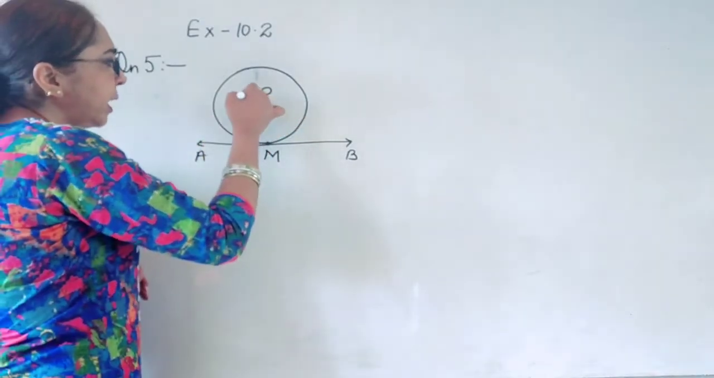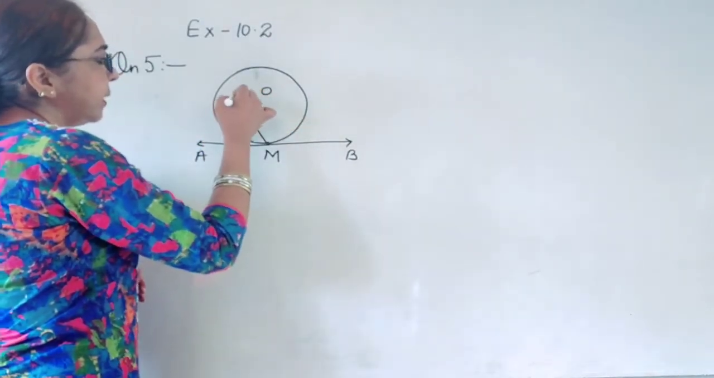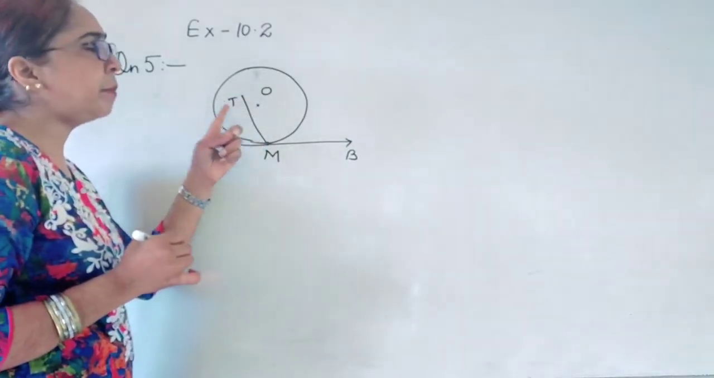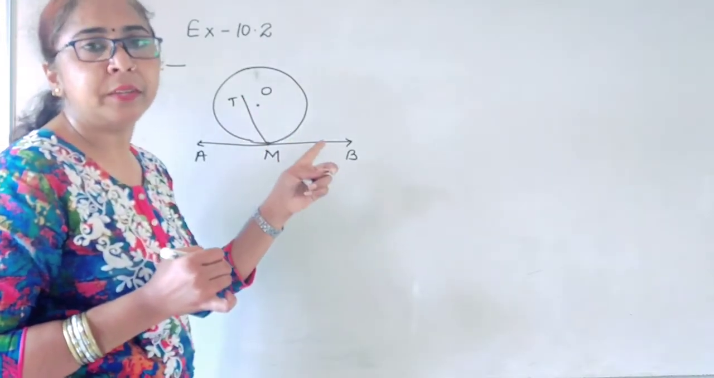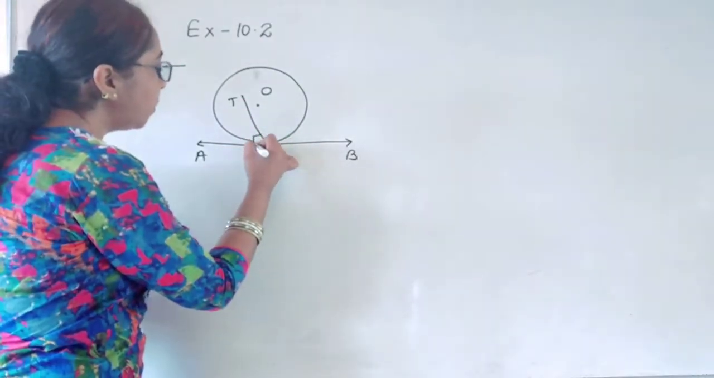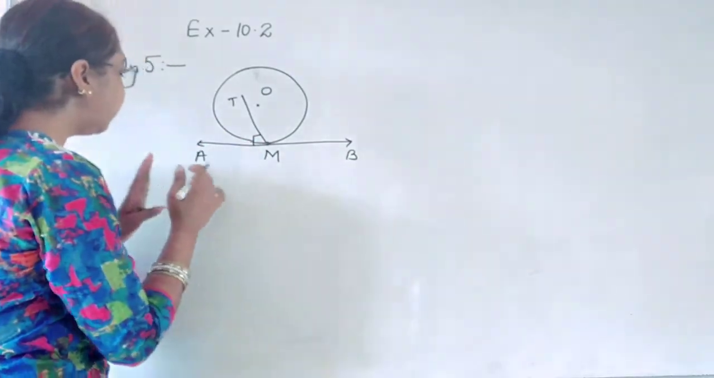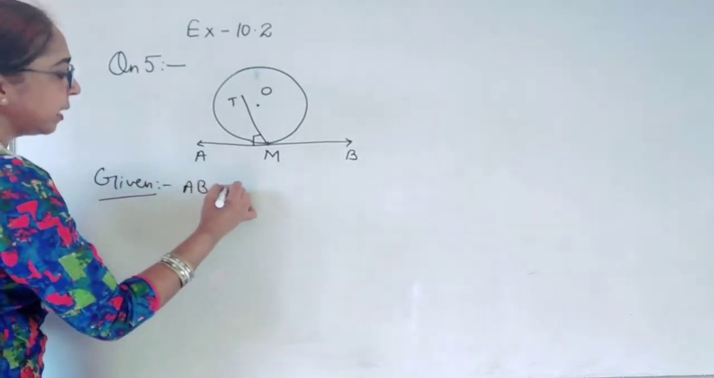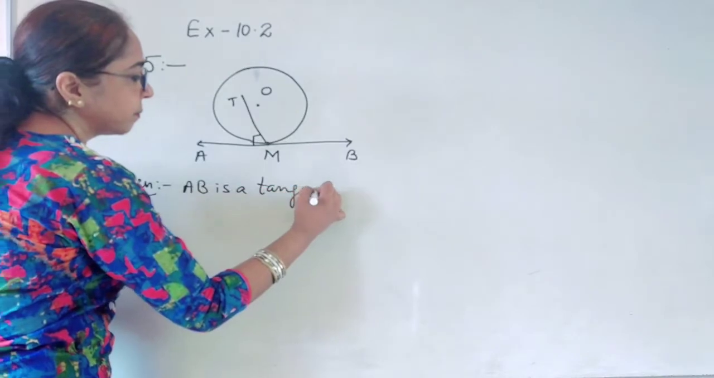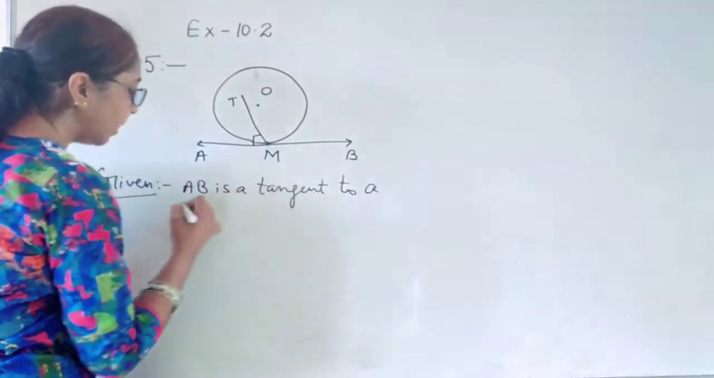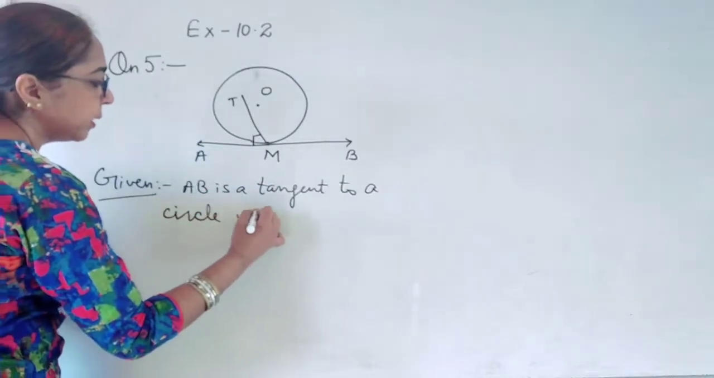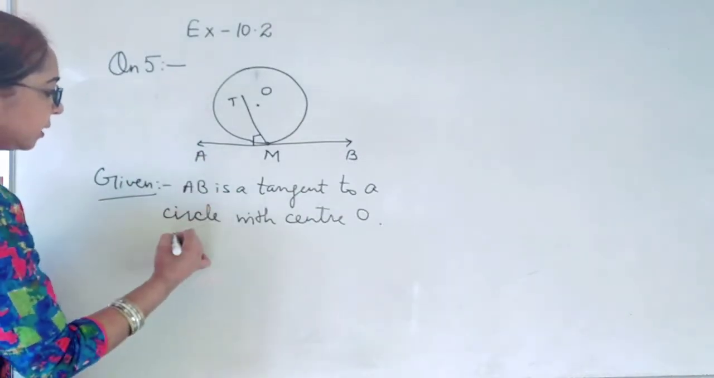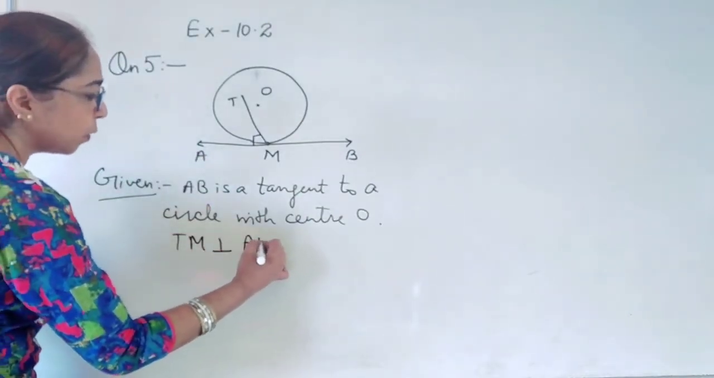So, let us draw a line TM, and we have to show that this TM must pass through the center if it is perpendicular on the tangent. So what we have to write here as given is: AB is a tangent to a circle with center O. This is given, and one more thing, that TM is perpendicular on AB.